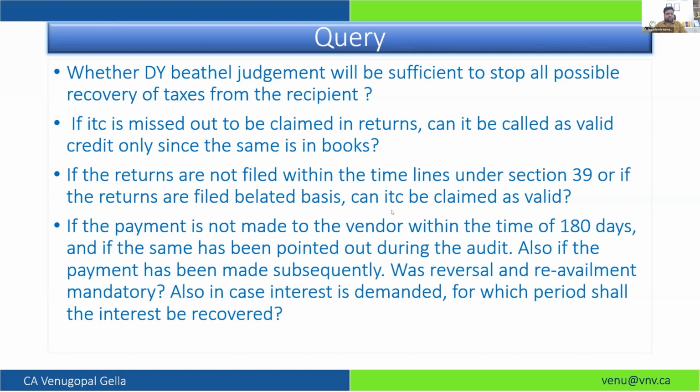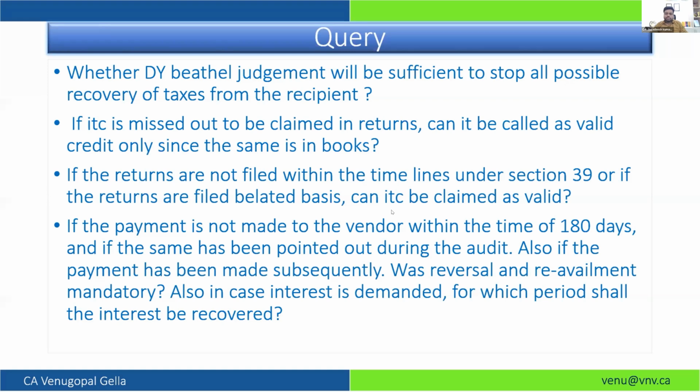So the next query is, if ITC is missed out to be claimed in returns, can it be called a valid credit only, since it's the same as in books? I have availed my ITC in my books, but I have not claimed it in my returns, and the time limit to avail the ITC has lapsed. Whether I can claim the ITC or not? What is the time limit to avail the ITC? I discussed it in the just previous slide.